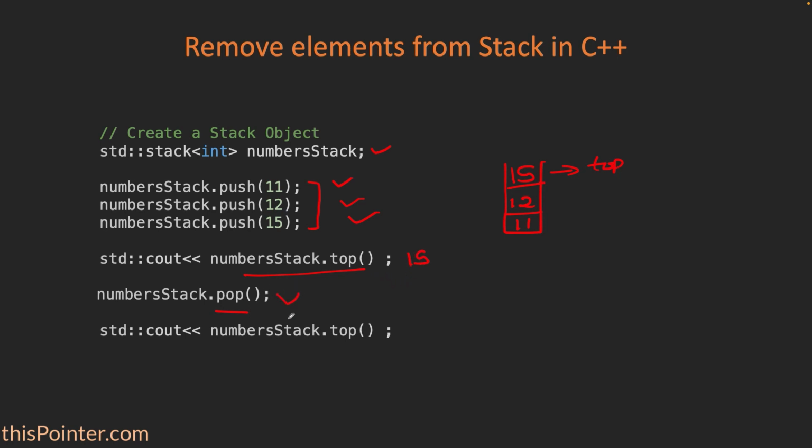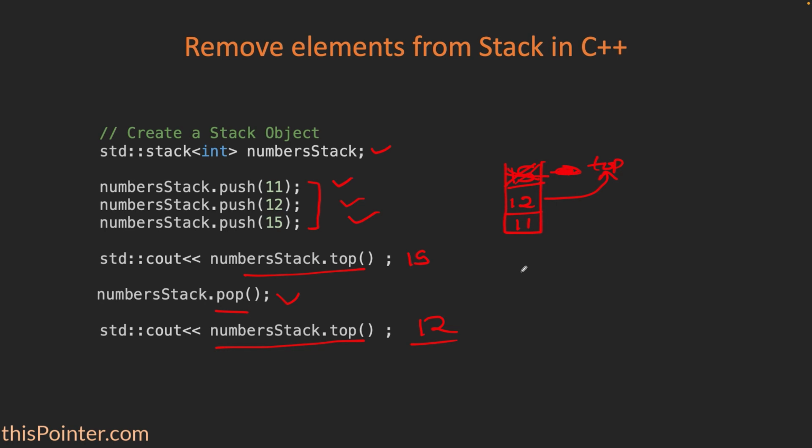After that we call the pop function. Now pop function does not return anything. It just removes the element at the top. So when we call the pop function, it will remove the element. And the top of the stack will be 12 in this case. So therefore if we try to call the top function, it will give us the value 12. So this is how we can use the pop function to remove the element from the top of the stack.